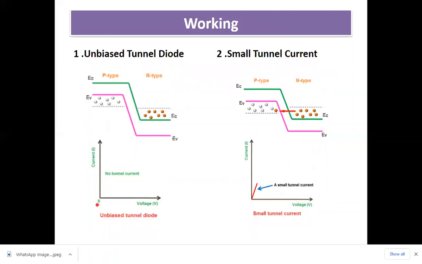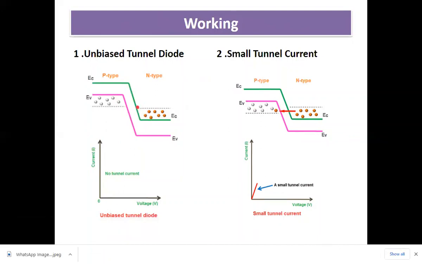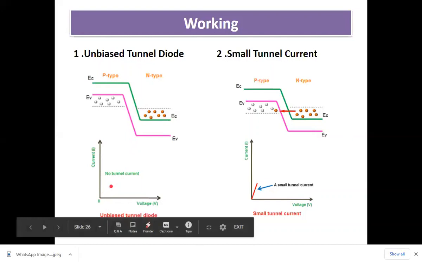In a tunnel diode, the conduction band of the N-type material overlaps with the valence band of the P-type material because of heavy doping. Because of this overlapping, the conduction band electrons at the N side and valence band holes at the P side are nearly at the same energy level. So the net current flow is 0.